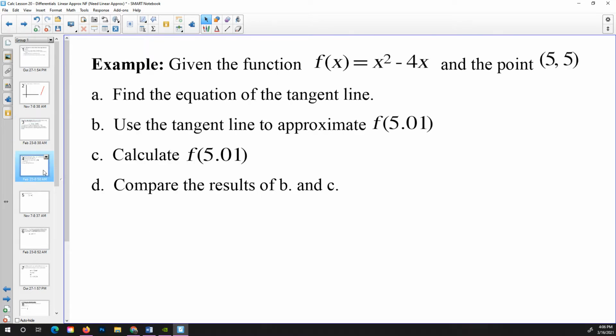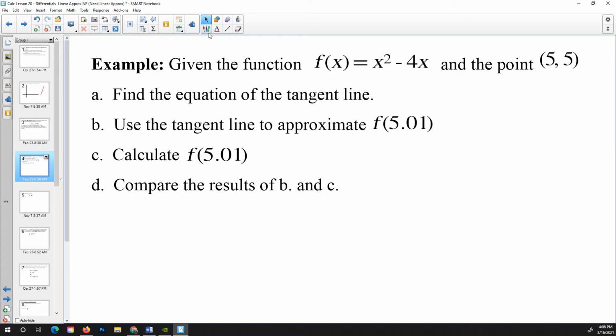Alright, so let's take a look at an example. Given the function f(x) = x² - 4x and the point 5, find the equation of a tangent line. Now, normally f(x) is going to be difficult to compute, or you might not compute it at all, but just for the sake of this course, we're going to give you a function that you can compute. So we want to find the equation of the tangent line.